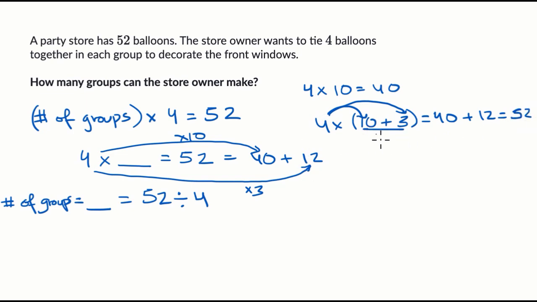So 10 plus 3, this is 13. So 4 times 13 is equal to 52. So blank, or the number of groups, is 13. Number of groups, 13, times 4 is truly equal to 52, or 52 divided by 4 is 13.